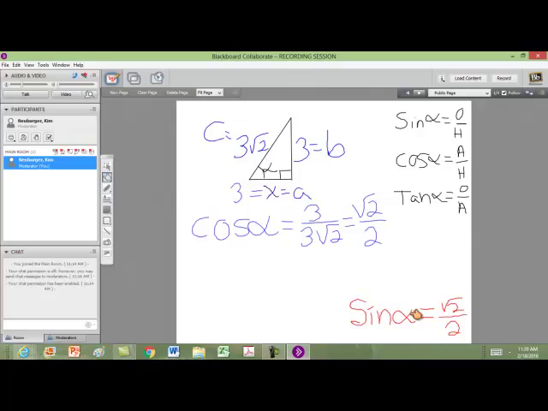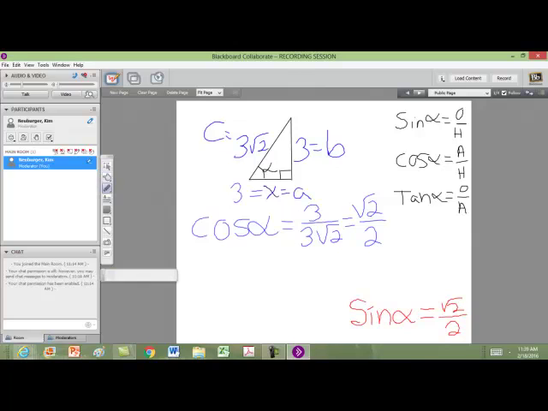Look at the triangle. This side's 3 and that side's 3. This is actually an isosceles right triangle, which means this angle's 90, this one's 45, and so is that one. When both these two angles are the same, because both these sides are the same, your cosine and your sine do match. And they will always simplify into square root of 2 over 2.